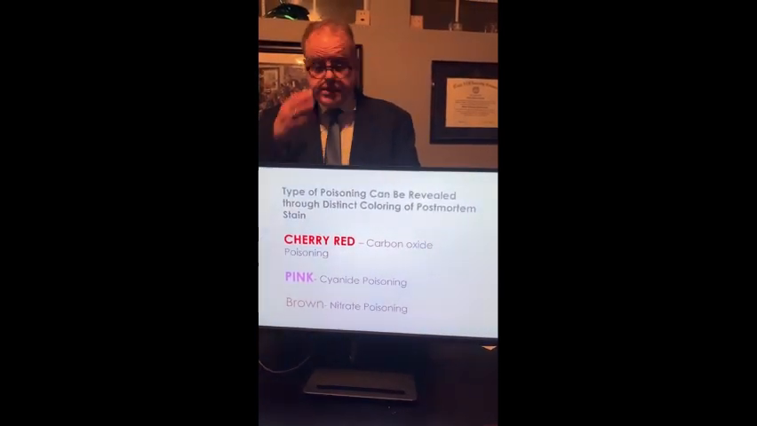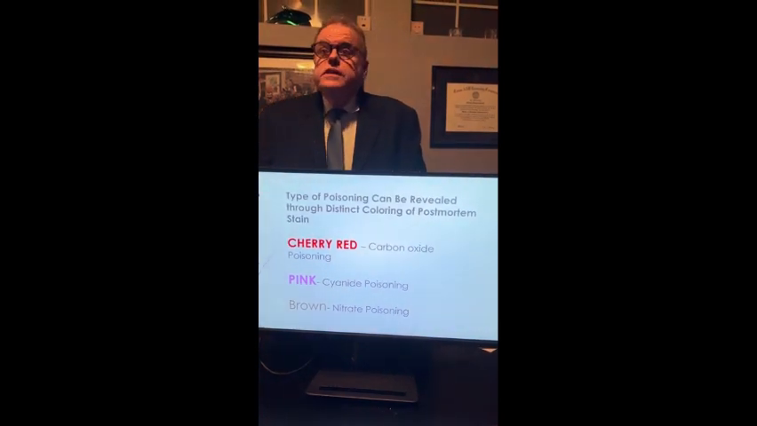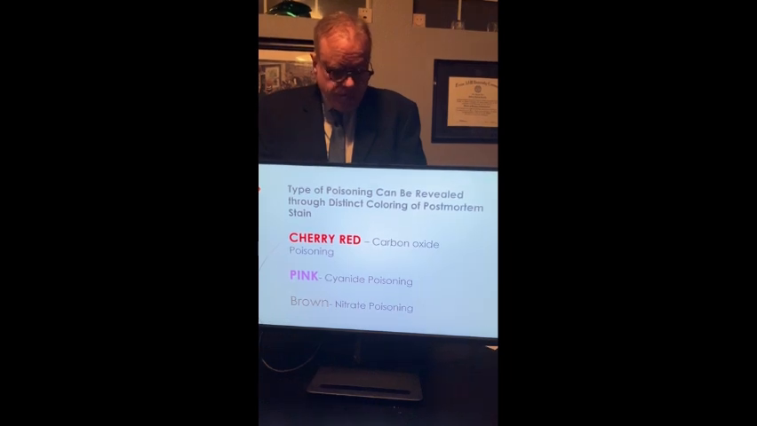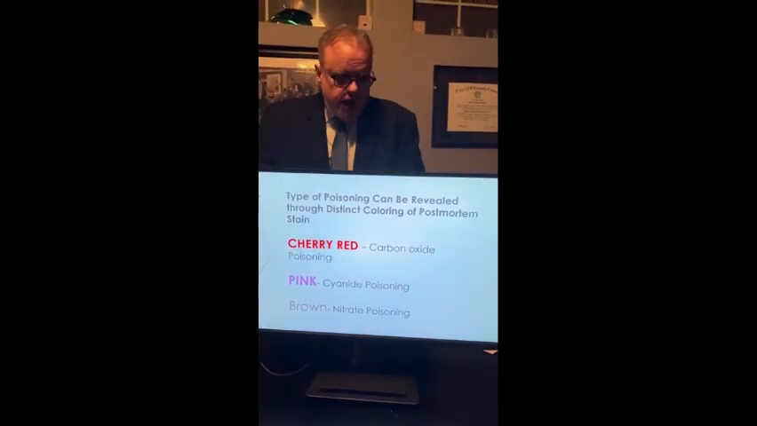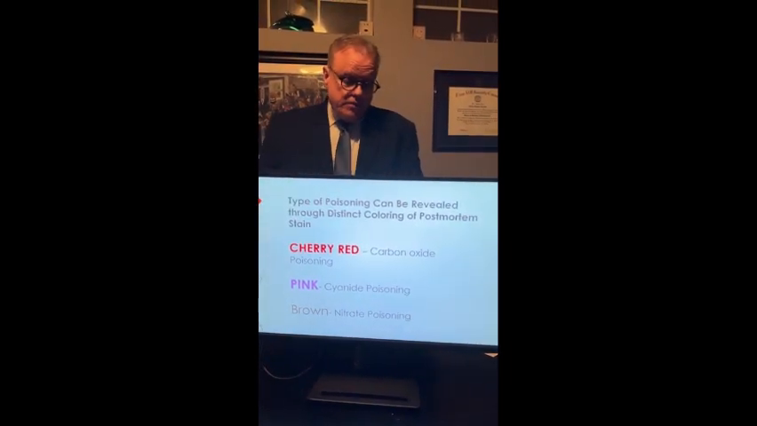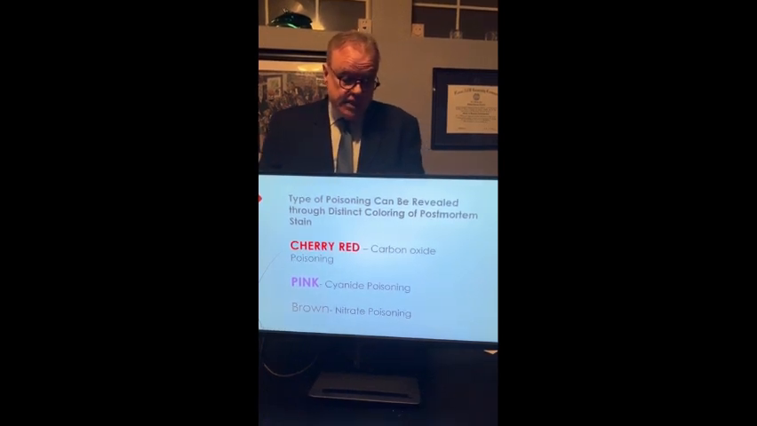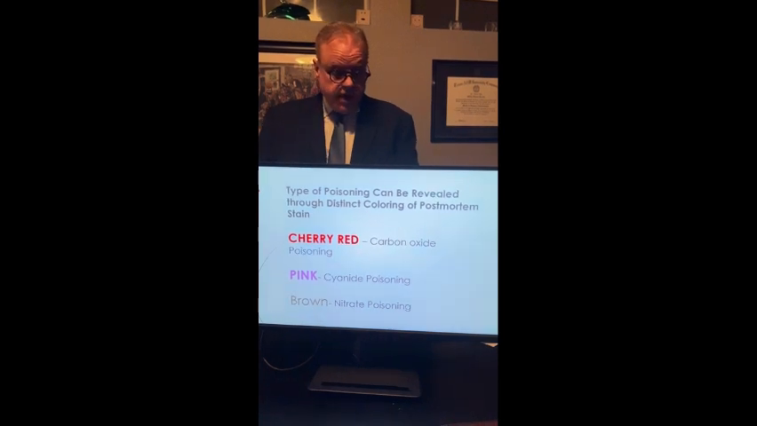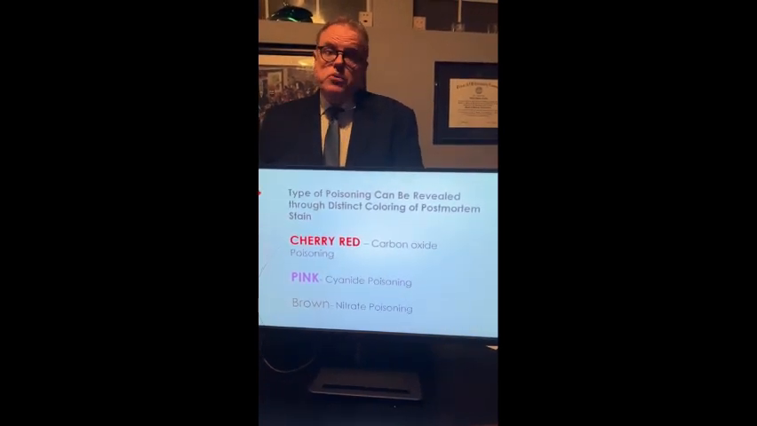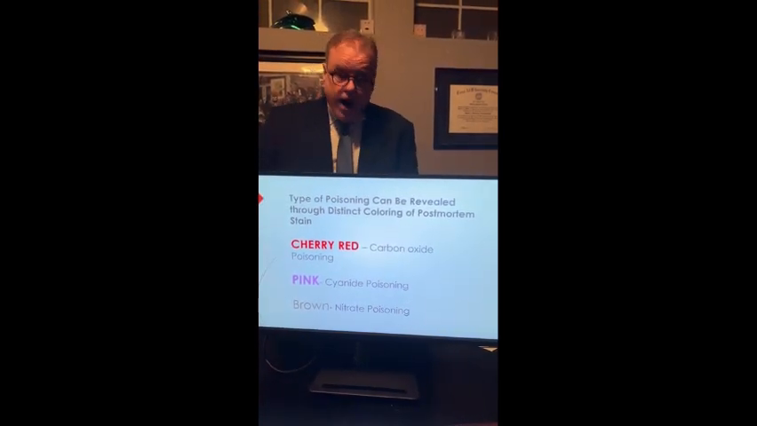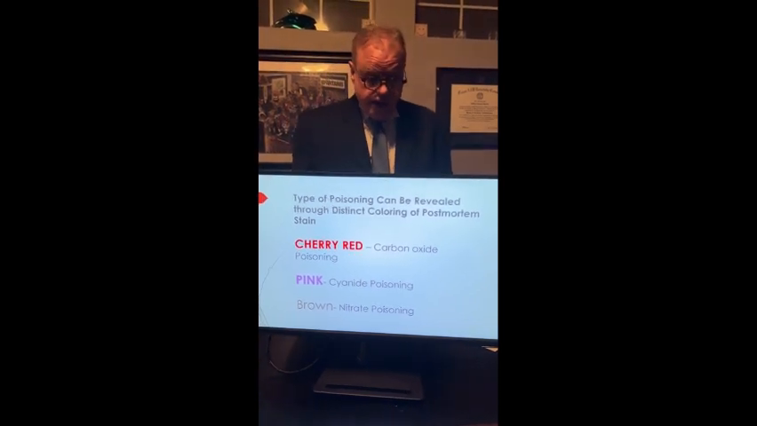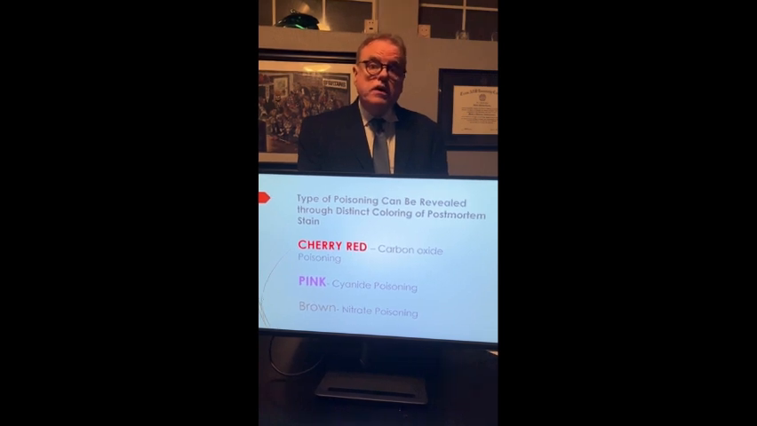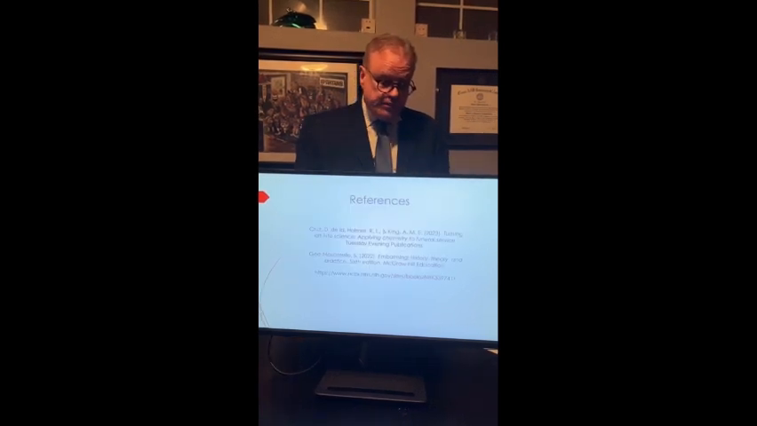Another interesting thing about postmortem staining is that the type of poisoning can be revealed through the distinct coloring of the stain. If the stain is cherry red, it can be assumed, or that may be common, that it was carbon monoxide poisoning. Or if the staining is pink, cyanide poisoning. Or even brown could be indicative of nitrate poisoning. So the colors can definitely tell us a little bit more about the scenario as well.